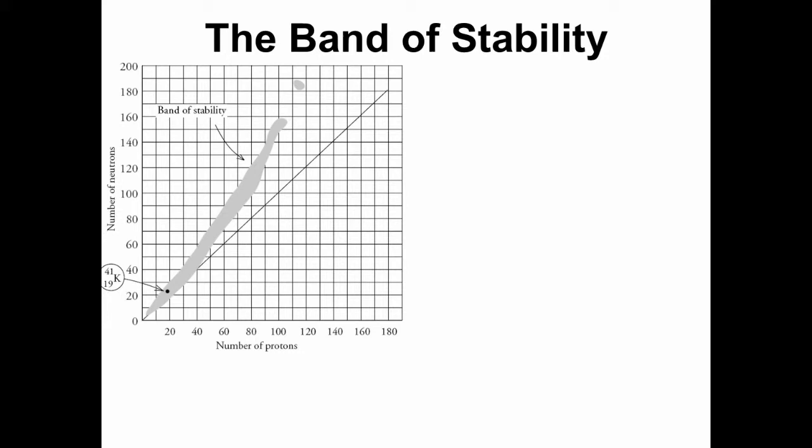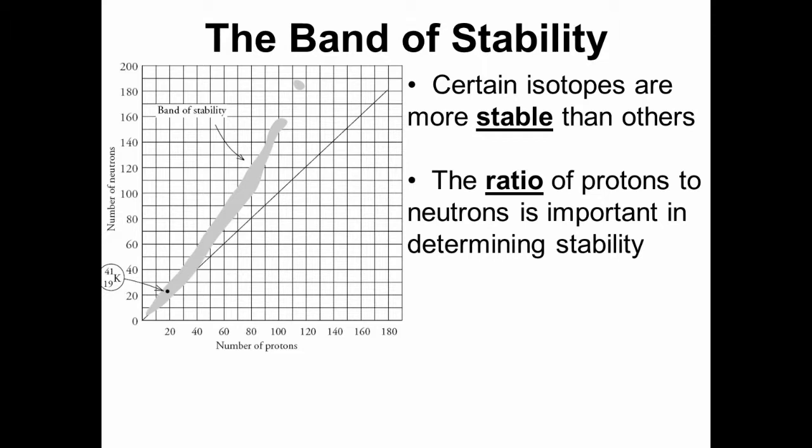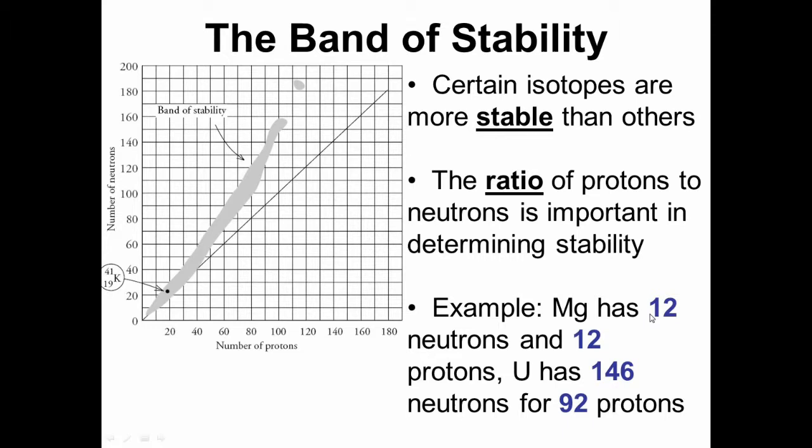So certain isotopes are more stable than others, meaning they're not going to just start spontaneously decaying. It's really important that you pay attention to the ratio of protons to neutrons when you're talking about stability. You'll notice that it's a 1-to-1 ratio, like 20 protons, 20 neutrons, etc. It kind of follows this line until you start getting into the heavier atoms. Then you need more neutrons for the number of protons that you've got. For example, a small element like magnesium has a 1-to-1 ratio of neutrons and protons, whereas something heavy like uranium has to have a lot more neutrons for the number of protons that it has.